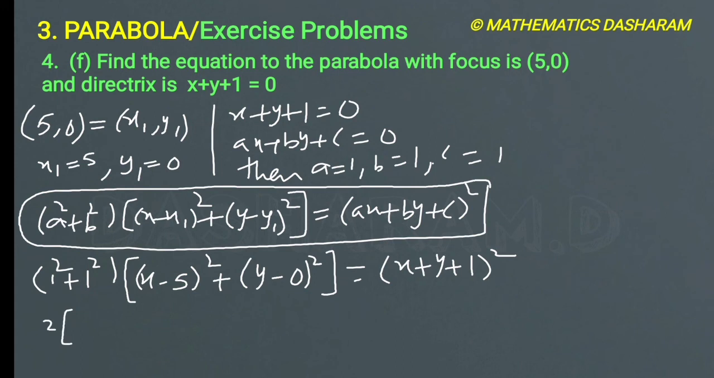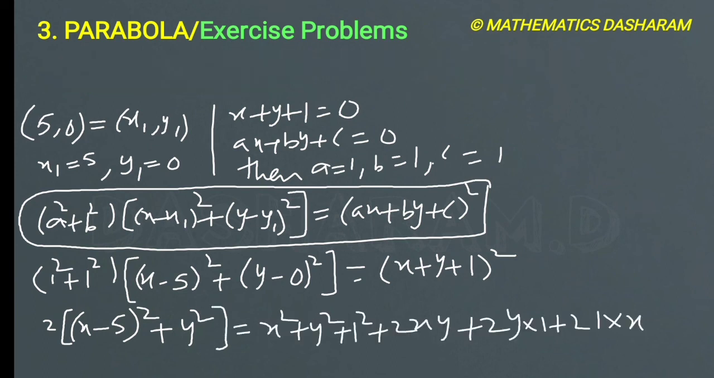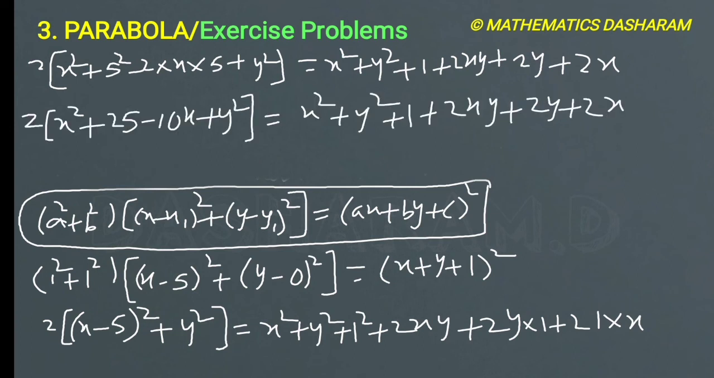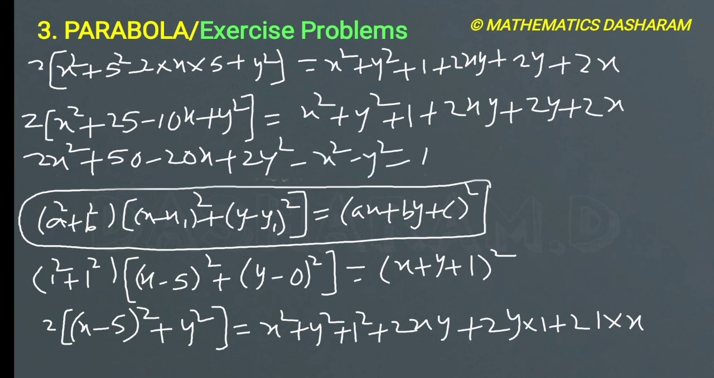Here the total is 2. The answer: 2 times [(x minus 5) whole square plus y squared] equals... So 2 times (x minus 5) whole square is x squared plus 5 squared minus 2 into x into 5, plus y squared equals... Now 2 is multiplying, so 2x squared, 2 into 25 is 50, minus 20x plus 2y squared. Write all terms to the left side: minus 1 minus 2xy minus 2y minus 2x equals 0.